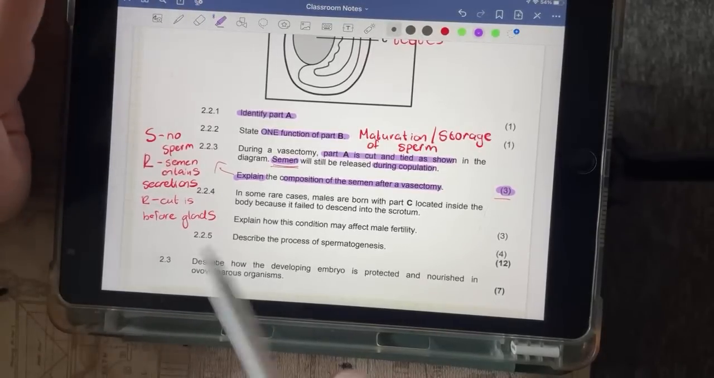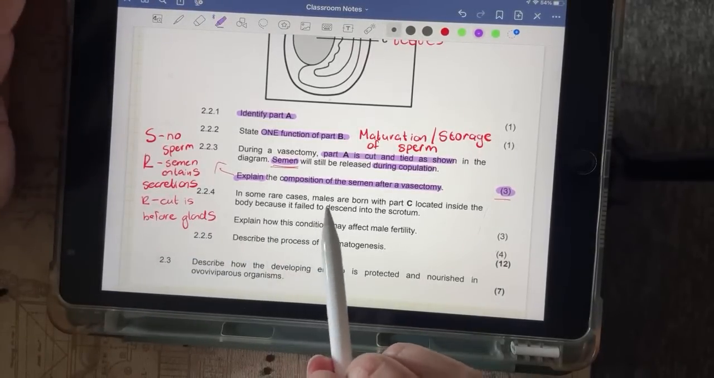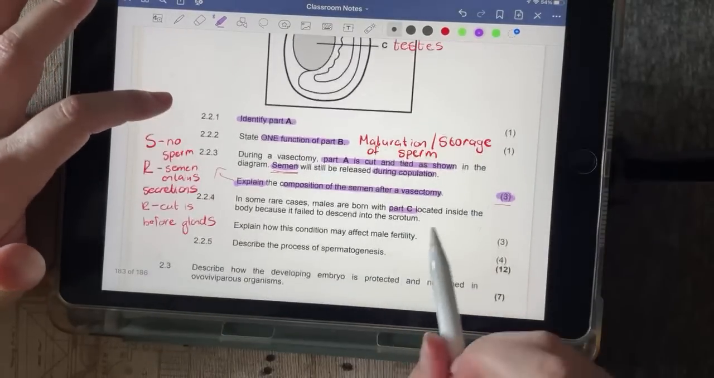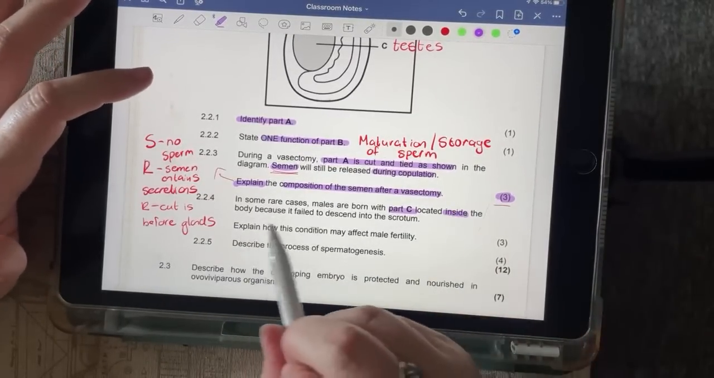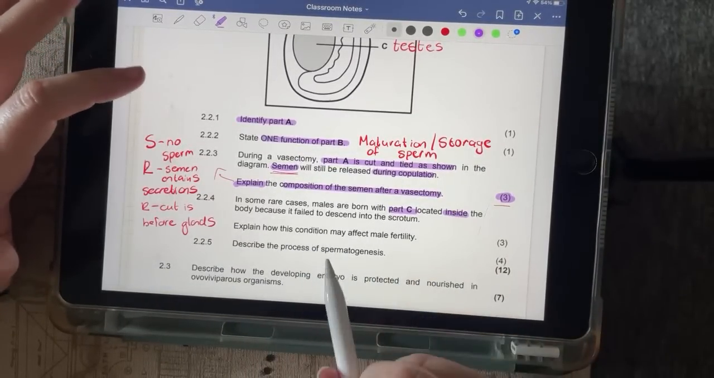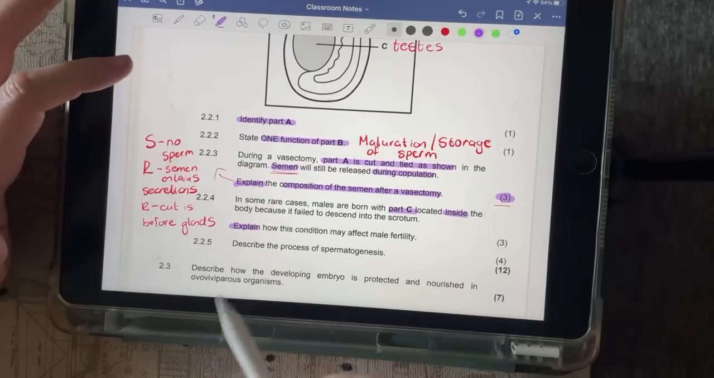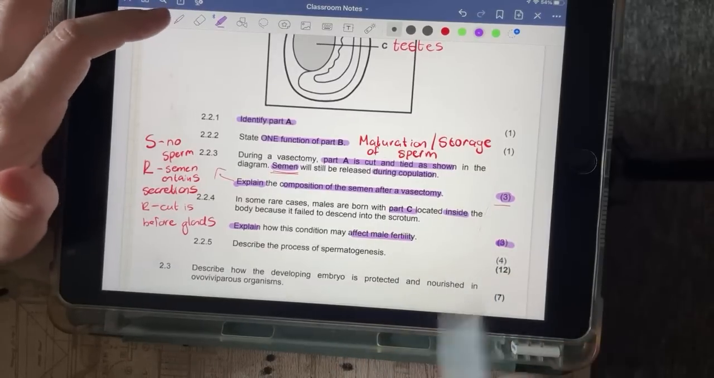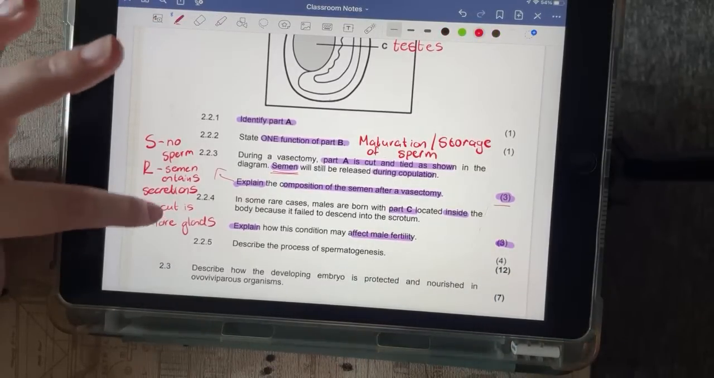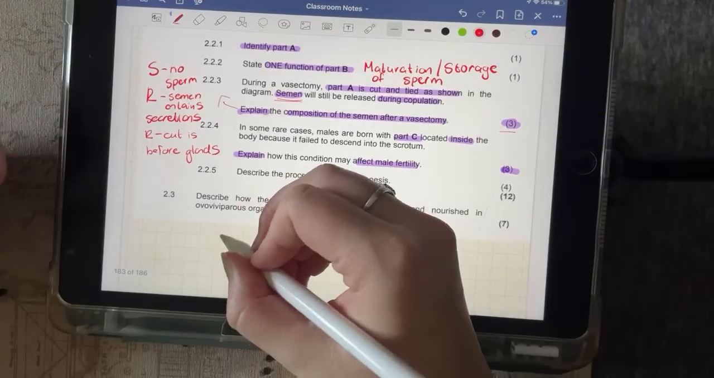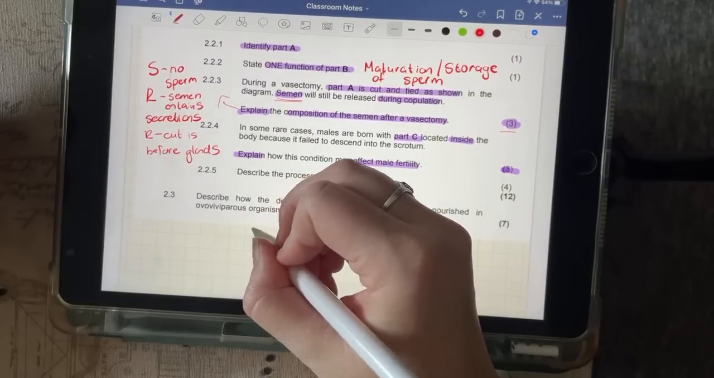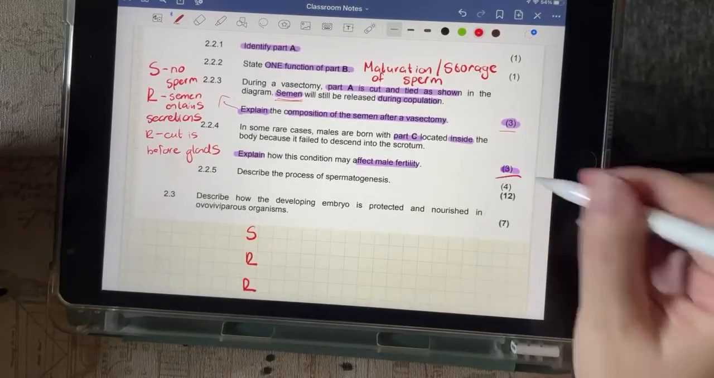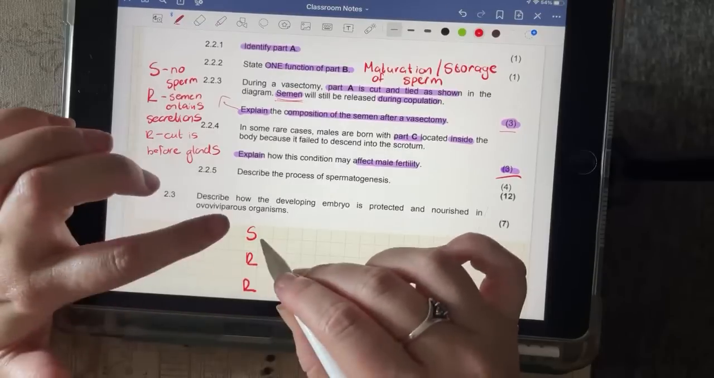Okay, I will go back onto that memo if you want to look at it just now. All right, 2.2.4. In some rare cases, males are born with part C, which is the testes, located inside the body because it failed to descend into the scrotum. Explain, there's another explain question, how this condition may affect male fertility for 3 marks. Again, how are we going to structure this answer tomorrow? Let's not forget, we want to do a statement, reason, reason. Because it's for 3, we've got to put 2 reasons, 1 statement.